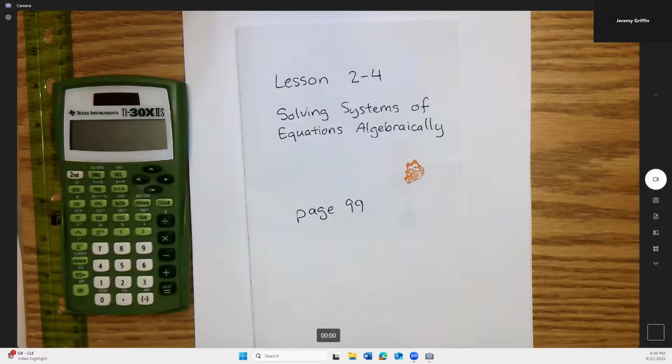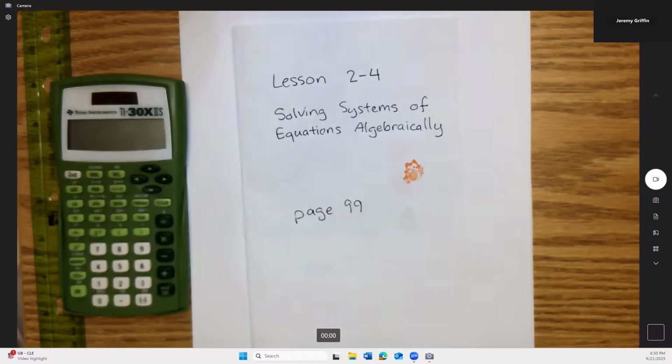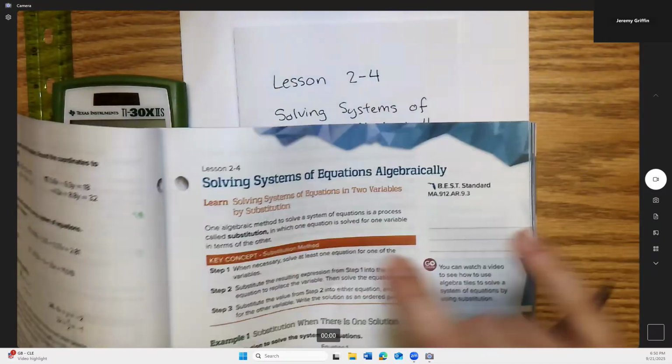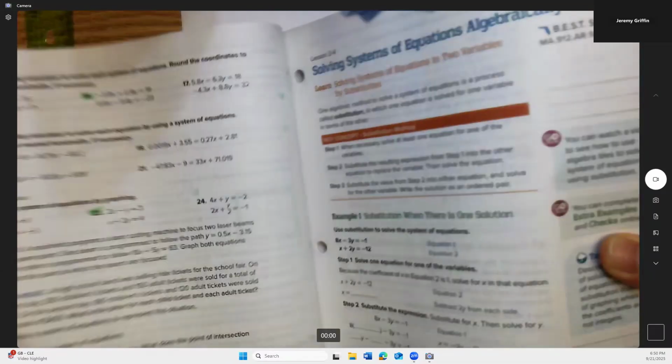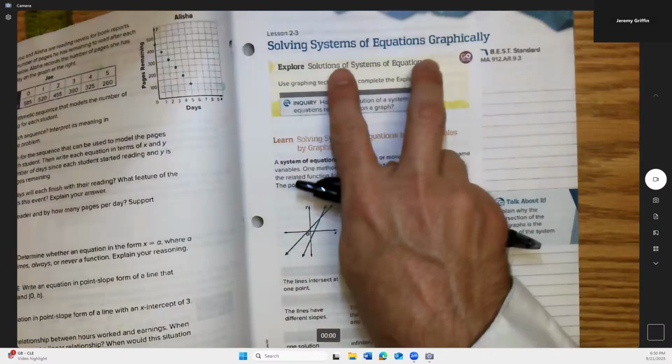Lesson 2-4, solving systems of equations algebraically. This is on page 99. Solving systems of equations algebraically, page 99. Notice this is after lesson 2-3, which was solving systems of equations graphically.